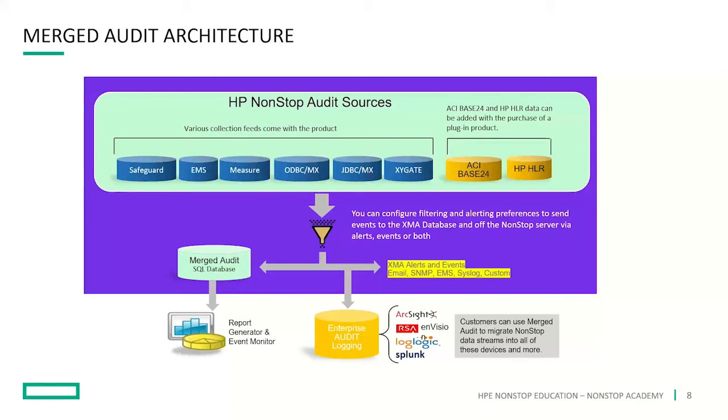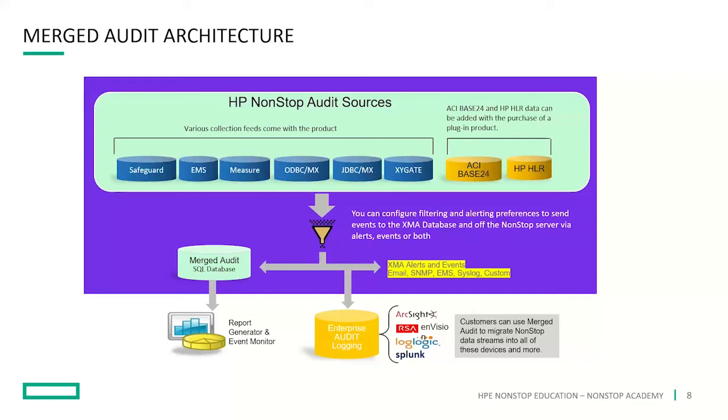So the data comes from all those audit sources, gets filtered. You'll see that filter thing in the middle. Gets filtered down and then written into the Merged Audit database on the NonStop. And at the same time, that data can be alerted on or acted on via SNMP, email, EMS, syslog, or anything else. You can send it to wherever you want over TCP/IP or UDP. And of course, you can send it to the SIM.